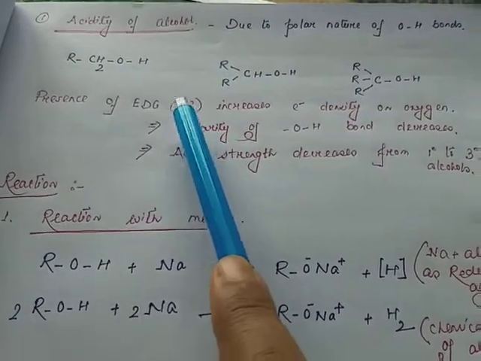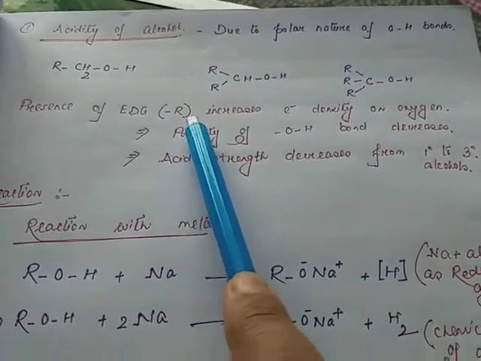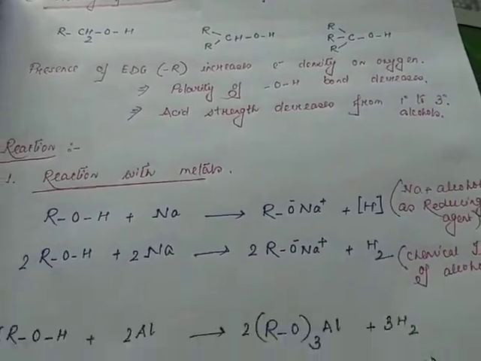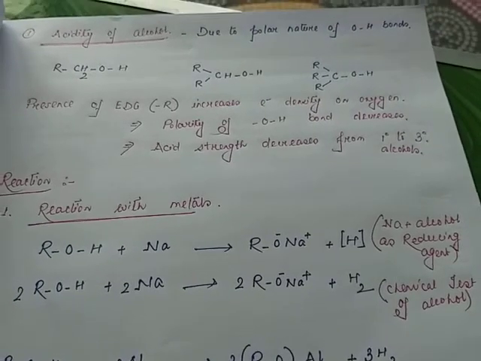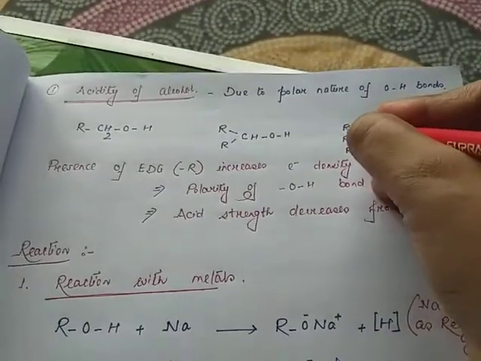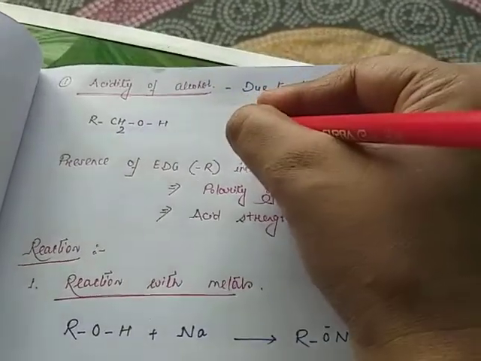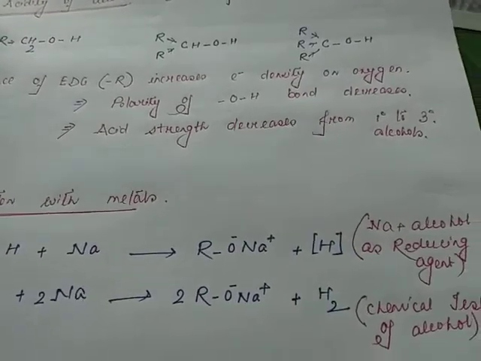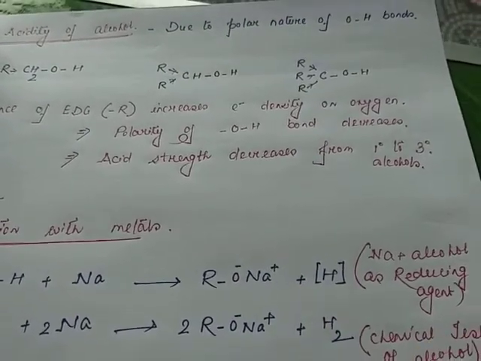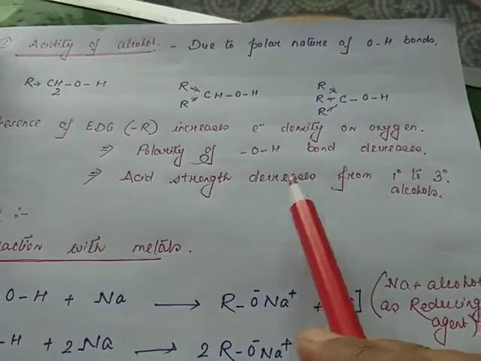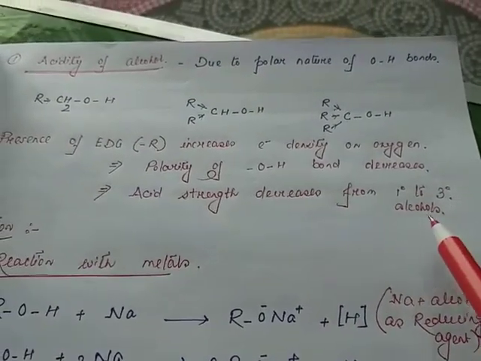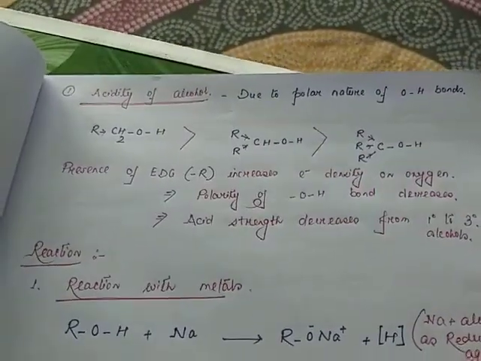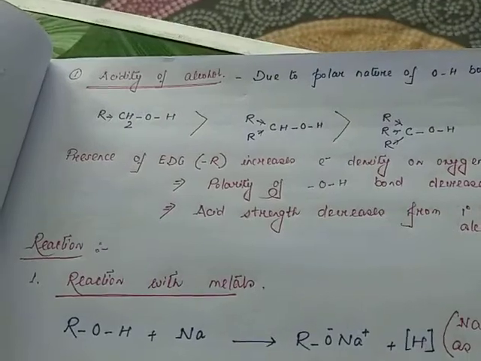The presence of an electron releasing group, that is the alkyl group, increases the electron density on oxygen. The greater the number of such groups, the greater the electron density on oxygen. So the polarity of the OH bond will decrease and acid strength will decrease from primary to tertiary alcohol. That is, the most acidic is primary, followed by secondary and then tertiary alcohol.